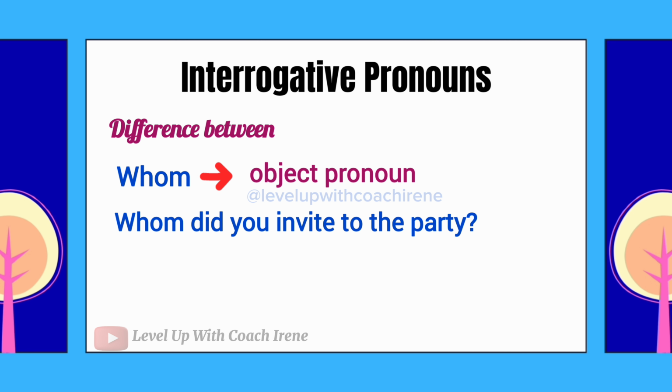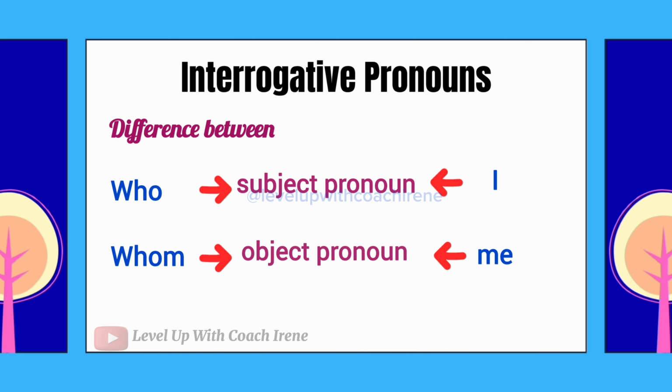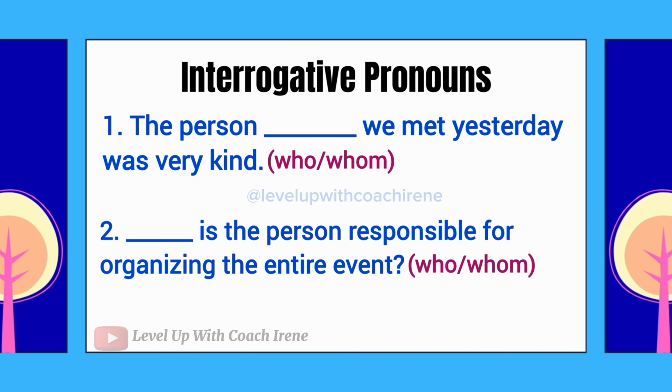For example, whom did you invite to the party? Whom are you speaking with? You can see that whom refers to the person receiving the action. Like I earlier showed you, the difference between I and me, I being the subject and me being the object. Here, who is the subject whilst whom is the object. Let's look at this sentence together. The correct answer for the initial question is whom, and the other is who. Can you spot the difference?